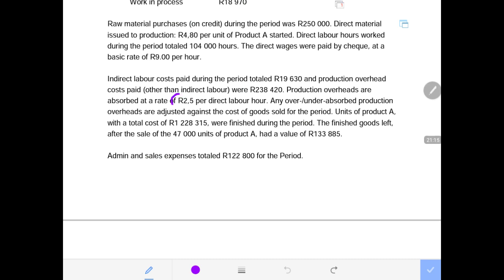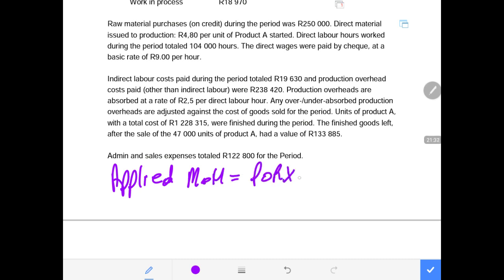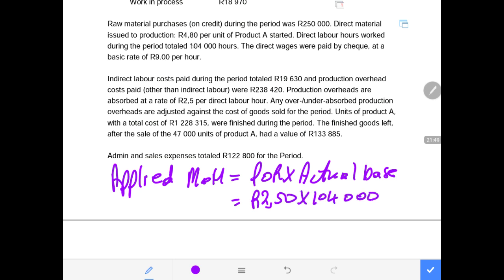Now in this case our POR, predetermined overhead rate, is R2.50 per direct labor hour, meaning we can calculate what is called applied manufacturing overheads. Remember, applied manufacturing overheads is POR times actual base. Our POR is provided to us as R2.50 and our actual base is 104,000. Remember, these are the actual direct labor hours worked. This is not budgeted, but it is actual hours.